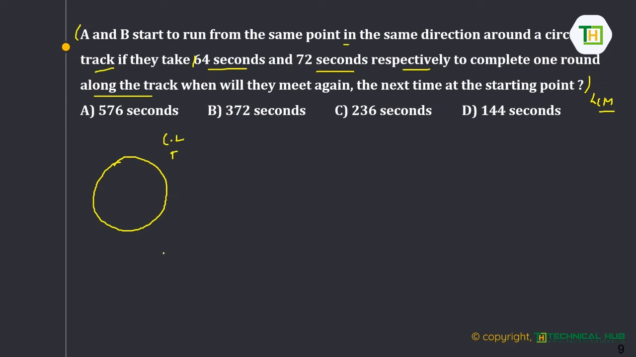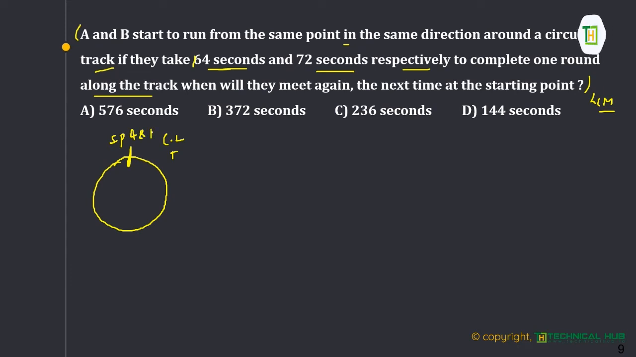the circular track length and the speed of the two persons were given. But here the time is given directly. So what is given here? A takes some time to complete one round. Suppose this is the starting point. So here A and B started. I'm taking two persons named A and B.